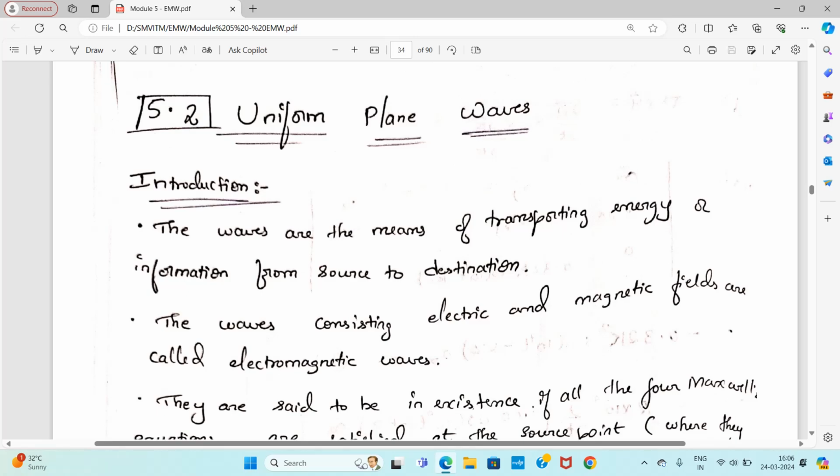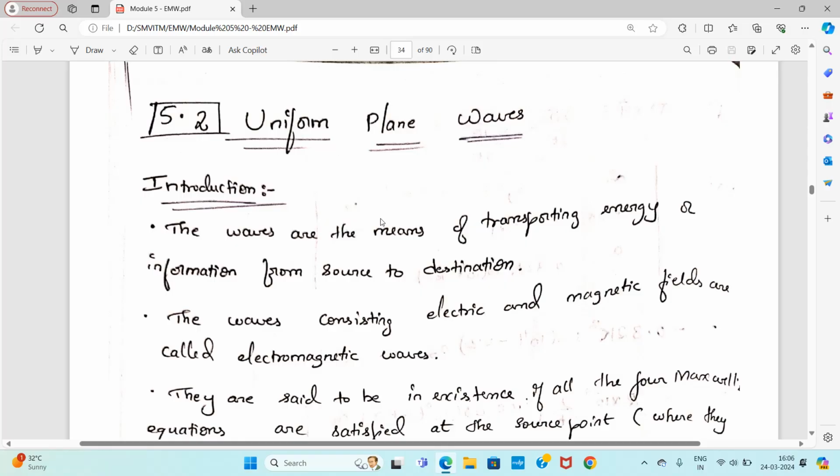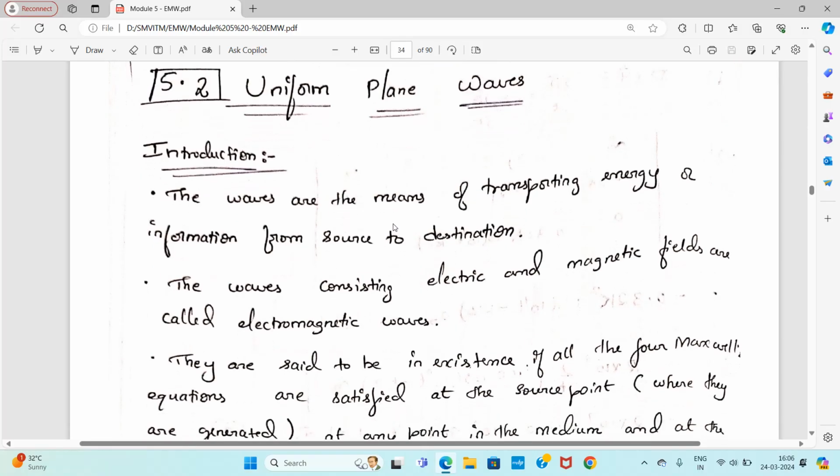Okay. In this video, I'll be starting off with the last module, second chapter, that is uniform plane waves. Before I start with any derivation in this, just an introduction about what is a plane wave.